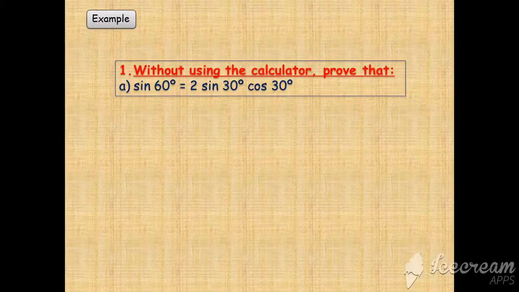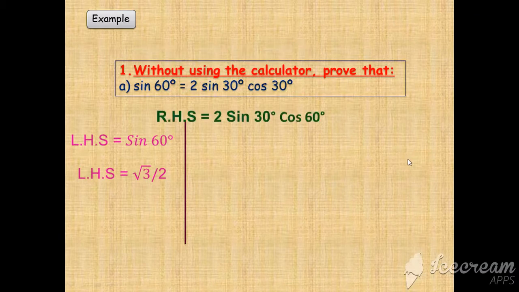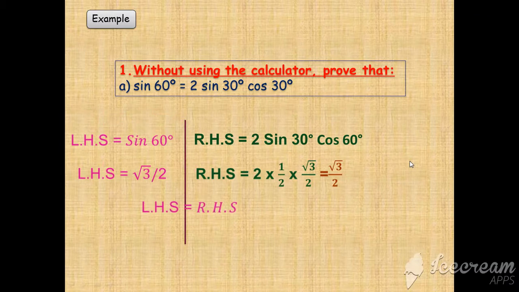Without using a calculator, find or prove that sine 60 equals 2 multiply sine 30 multiply cosine 30. I'm going to start with the left side. Here I have the left side, sine 60. Sine 60 equals root 3 over 2. Go to the right side. It will be 2 multiply sine 30 multiply cosine 30. Then I'm going to replace sine 30 with 1 over 2 and cosine 30 with root 3 over 2. The final answer will be root 3 over 2. Here I have right hand side equal left hand side.